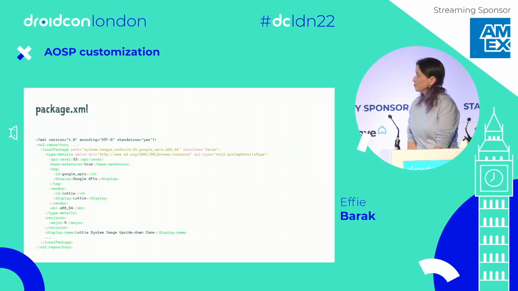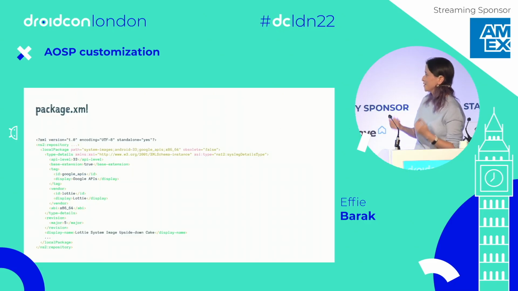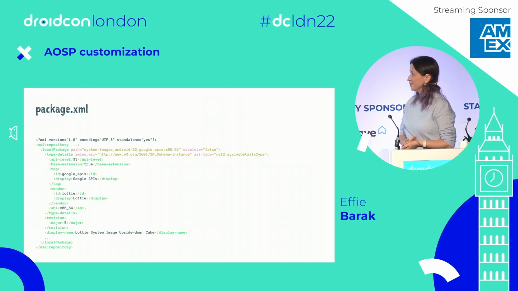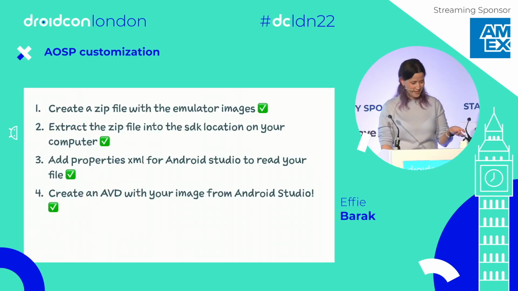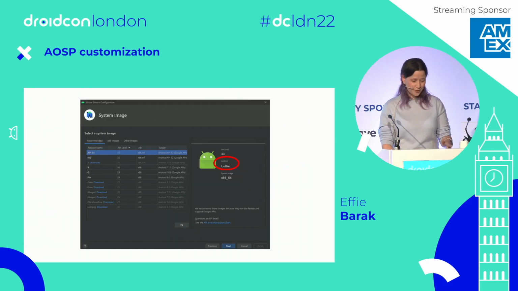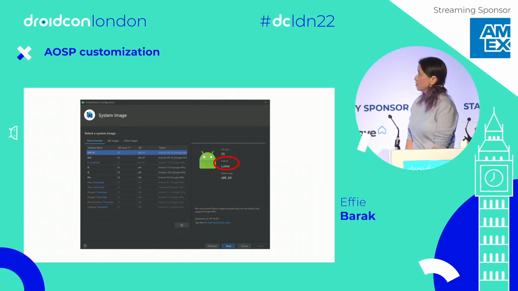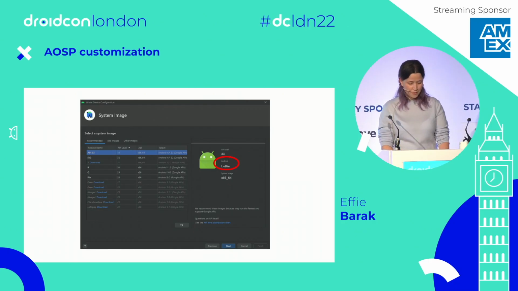Change a bunch of stuff, which is what I did here. I just, okay, API level is now 33, I guess, and the display name is Lottie system image, whatever. And save it, make sure it's in the same folder, and open Android Studio. Let's try and make an AVD out of it, and now we will actually see it on the list of available options to create emulators from. Phew, all right.